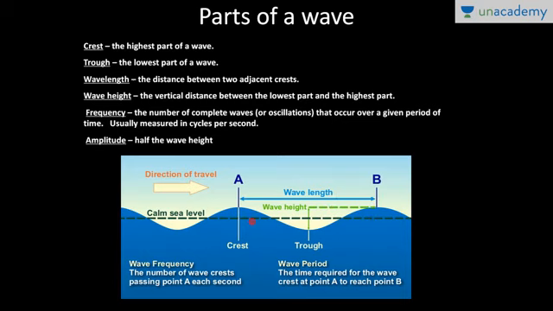Okay, now frequency is the number of complete waves that occur over a given period of time. Now, for example, if you have to calculate the frequency of this wave, you will calculate the number of wave crests that pass from point A each second. So that will help us in giving the wave frequency. Okay, and this is usually measured in cycles per second. Okay, now amplitude is half the wave height. We have already discussed what is wave height. Amplitude is half the wave height.